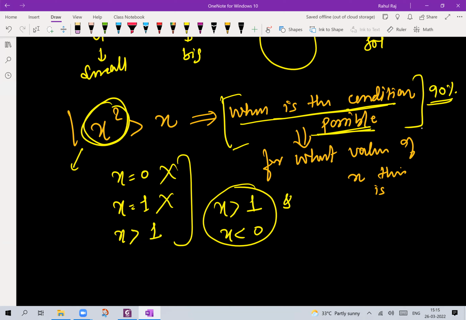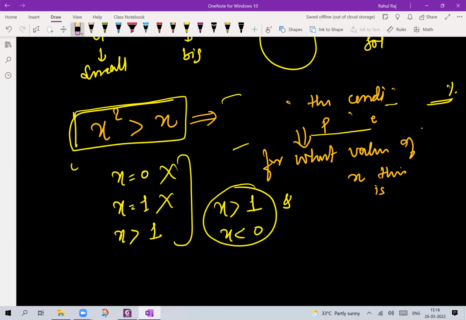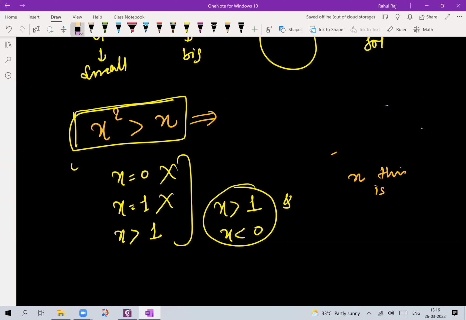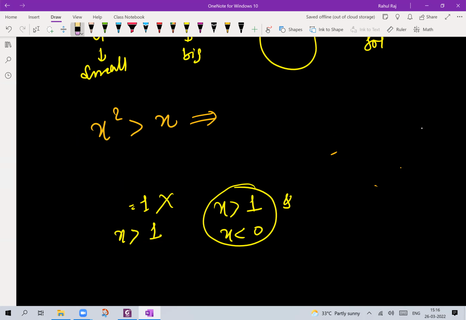I'm telling you, when the equation is linear and when the equation is quadratic, you should 100% think when is the condition possible. But please understand, when the equation becomes cubic, when the equation becomes a fractional equation, that is a place where you should solve it. You should never think about when is the condition possible. I'll come to this point later also.